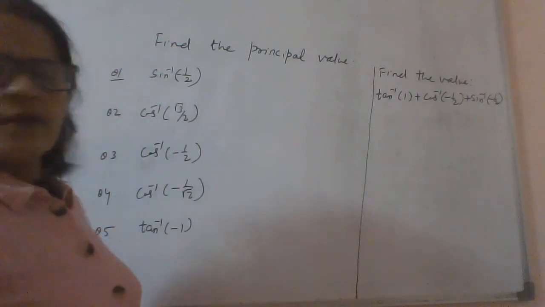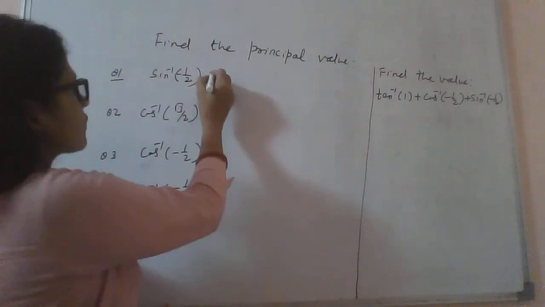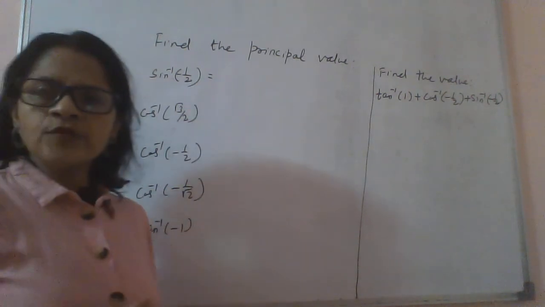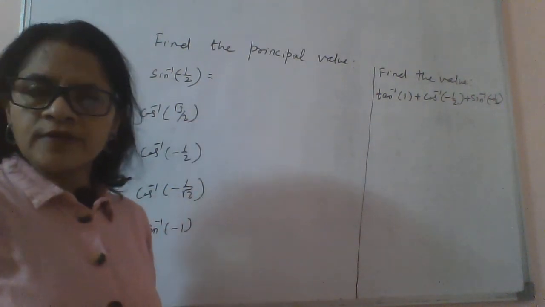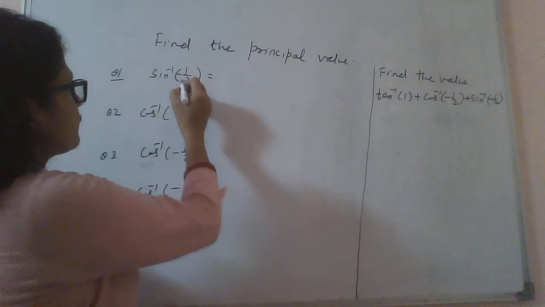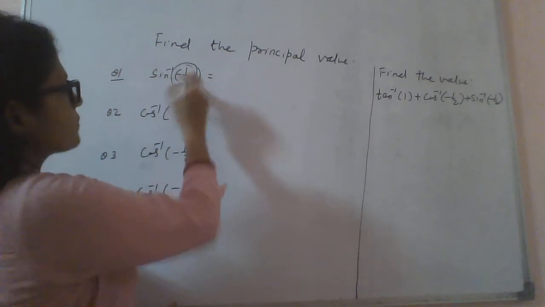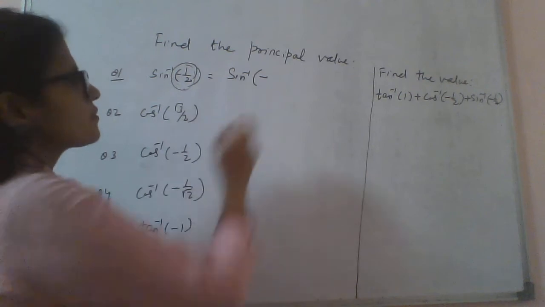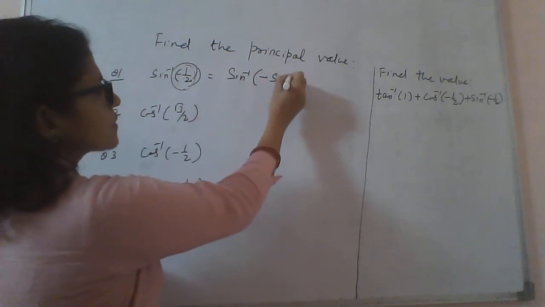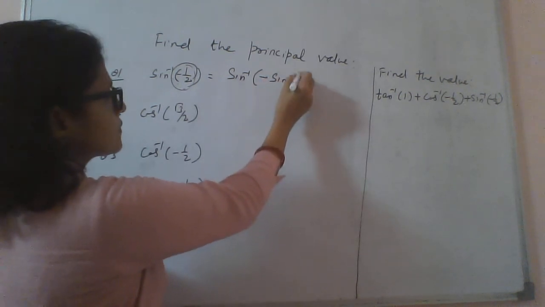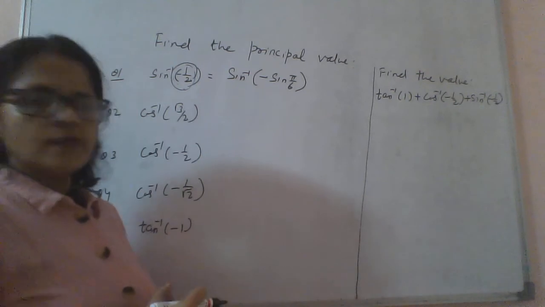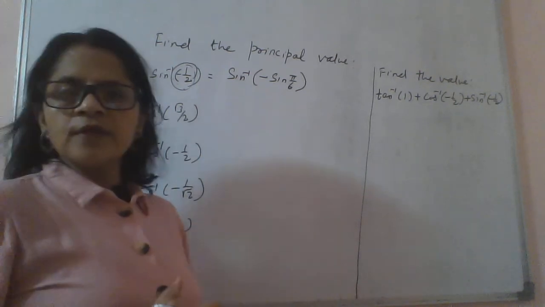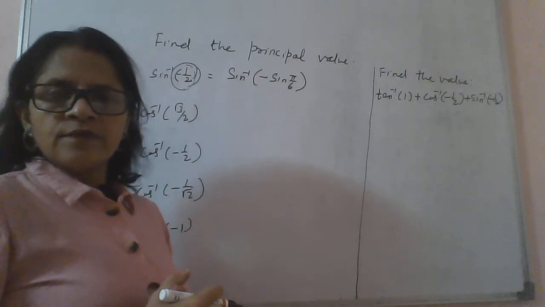Sine inverse minus half. As we know, sine inverse of sine x equals x. So we have to make it sine of something. So sine inverse minus half means sine pi by 6. Minus sine theta equals sine minus theta.